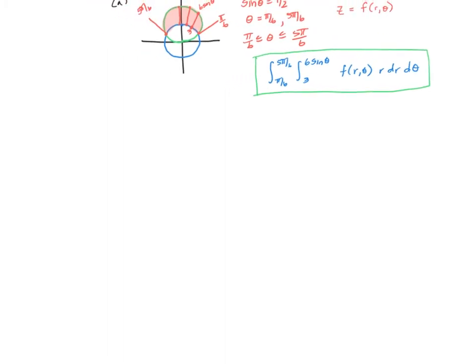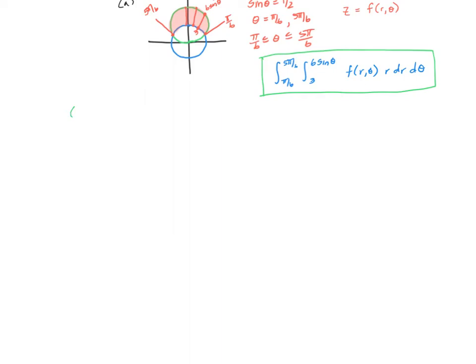Let's go ahead and look at part B. In part B, it has the same circles: the circle centered at 0, 0 with radius of 3, and the circle r equal to 6 sine theta. But this time it's not saying outside or inside, it's saying bounded by. I'm going to go ahead and draw this again.